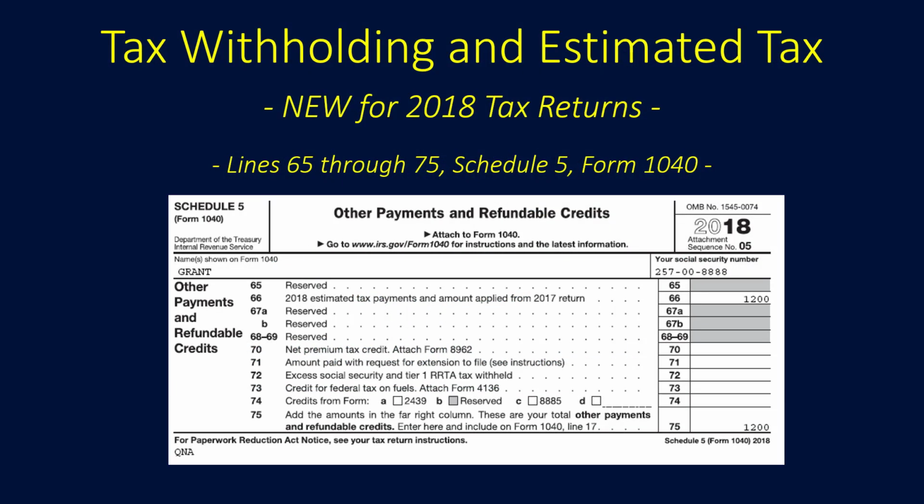Now new for 2018, lines 65 through 75 on Schedule 5, one of the new schedules, Form 1040, handles the other payments and refundable credits that show up on the 1040. We enter these on Schedule 5 and we include them on 1040, line 17.